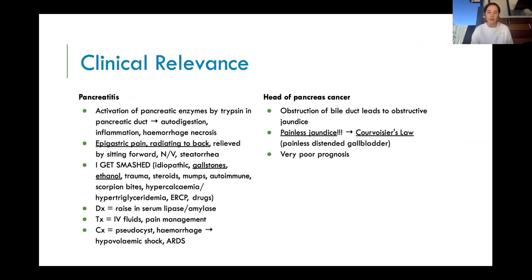So just as a clinical relevance, you have your pancreatitis, which is just auto-digestion from the enzymes, leading to inflammation and bleeding and cell death. And you get this epigastric pain, and it radiates to the back. And you guys remember why it would radiate to the back?